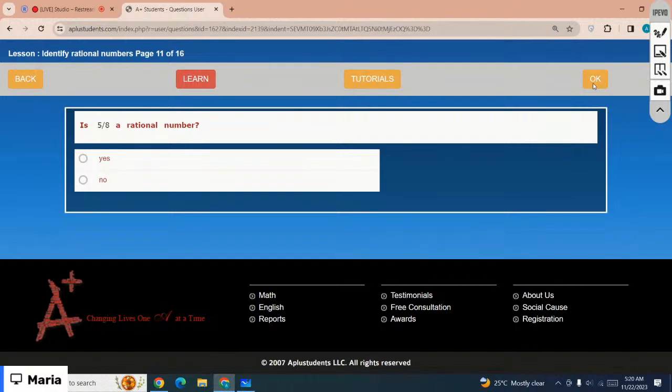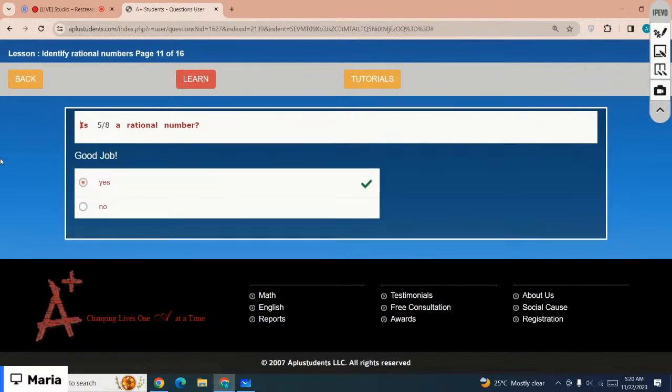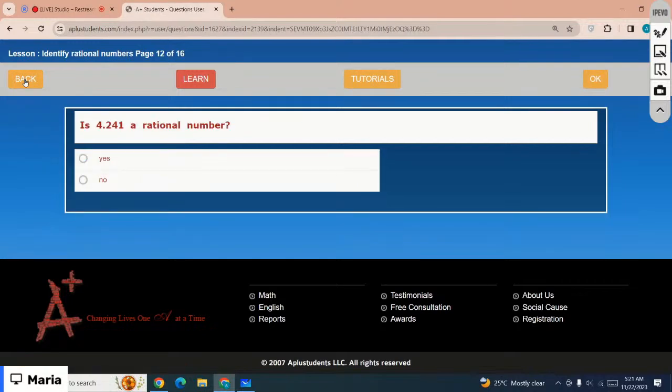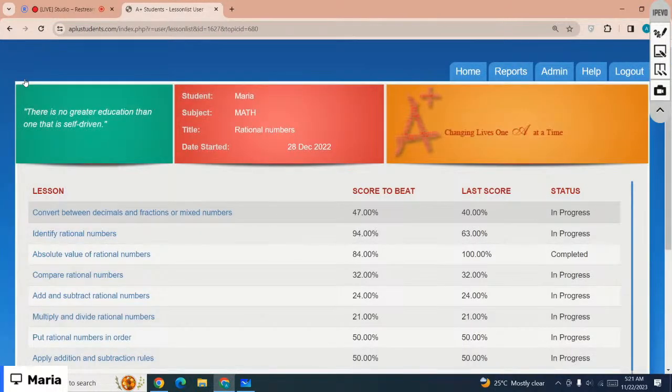Is 5 by 8 a rational number? The correct option is yes, it is a rational number, right? Okay, you can complete the lesson by yourself later today. Let me just move on to the next lesson. The next lesson is absolute value of a rational number.